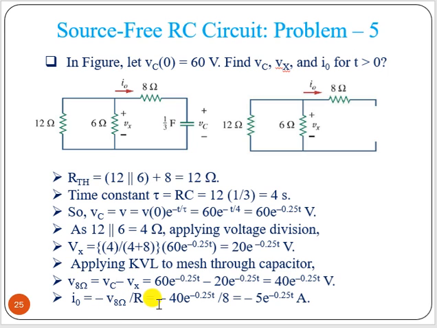Now the direction is negative, because in this case we are assuming this is plus, minus. So this is minus Vx, minus this and plus Vc. So this is how we can solve.